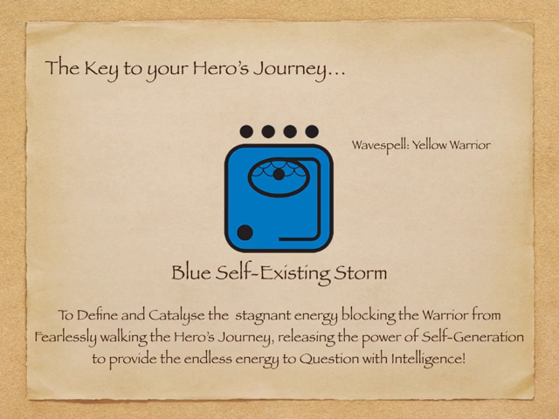So to give you an example of how these galactic signatures can work and how they can be translated, this is my galactic signature. So I'm a blue self-existing storm. The blue storm relates to the blue picture that's in the middle and the little storm cloud here. The 4 black dots on the top represents the self-existing tone. So don't worry too much about the details. We'll break all this down as we go forwards.